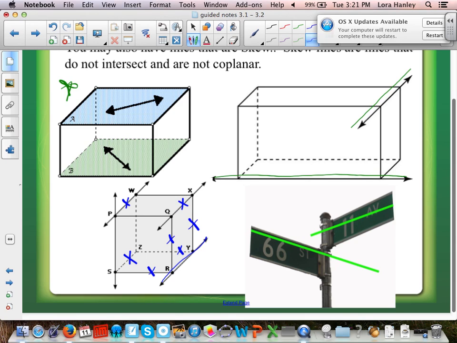So once you've crossed off all the intersecting lines and all the parallel lines, what you're left with are lines that are skew. So PQ would be an example of a skew line. WX would be skew to RY. Not SR, sorry. PS would be skew, and WZ would be skew. All the other lines are either parallel or intersecting. As you can see with the street signs, last example, those lines are skew because they're on different planes.